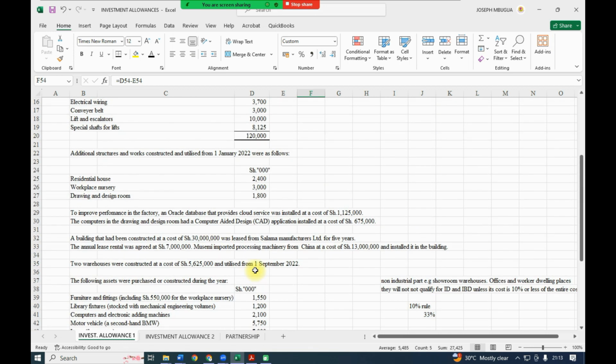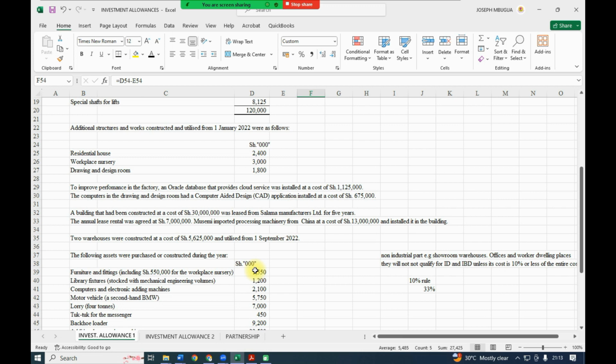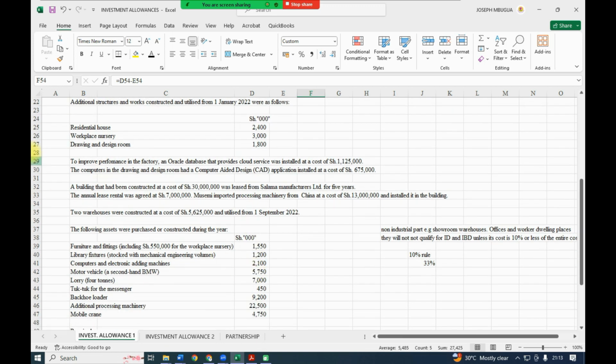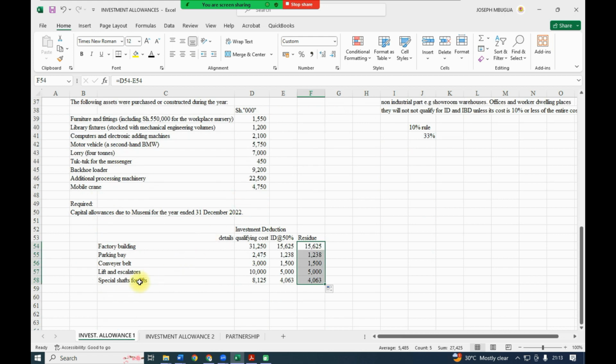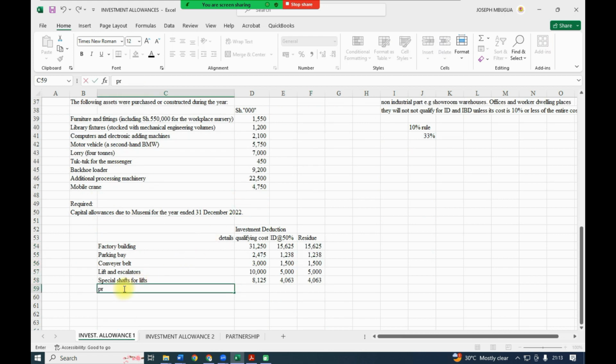Then other ID that were purchased: we have residential house, workplace, nursery, drawing and design room, all this will be under IBD. Then there was this part, a building that had been constructed at a cost of 30 was leased from Salama Manufacturers Limited for 5 years, that is for lease. Annual lease rental were agreed at 7 million. Musemi imported processing machinery from China at a cost of 13 and installed it in the building. So we shall have processing machine.